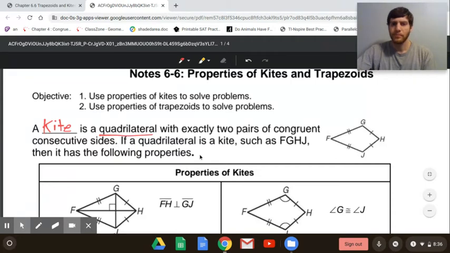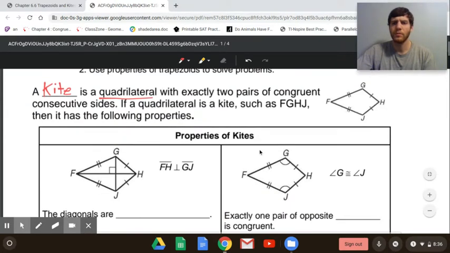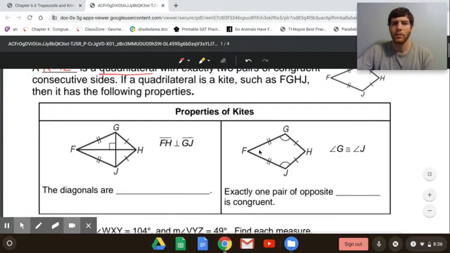Okay. And then we have three properties. They have two drawn here, and then we're going to talk about the third one. The first one is that the diagonals are perpendicular.